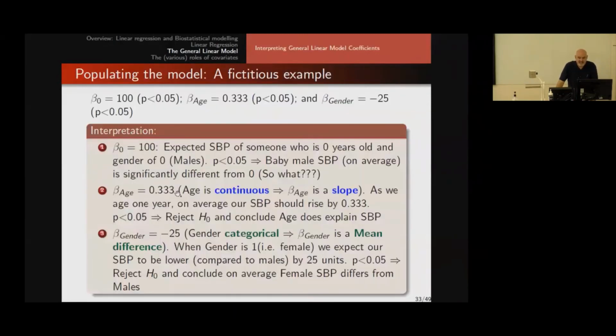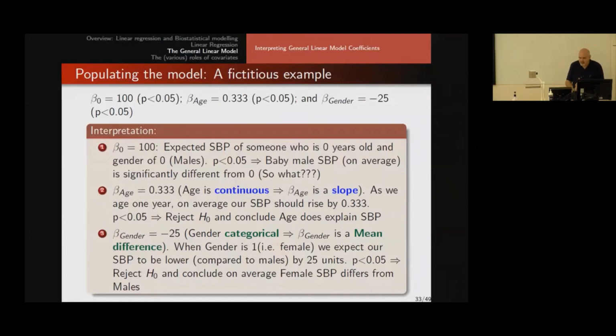Beta age is 0.333. Age is continuous, so therefore beta age is a slope. As we age 1 year, on average, our systolic blood pressure should go up by 0.333. P is less than 0.05, so we'd reject H0 and conclude age does explain systolic blood pressure. It is a significant predictor, okay?